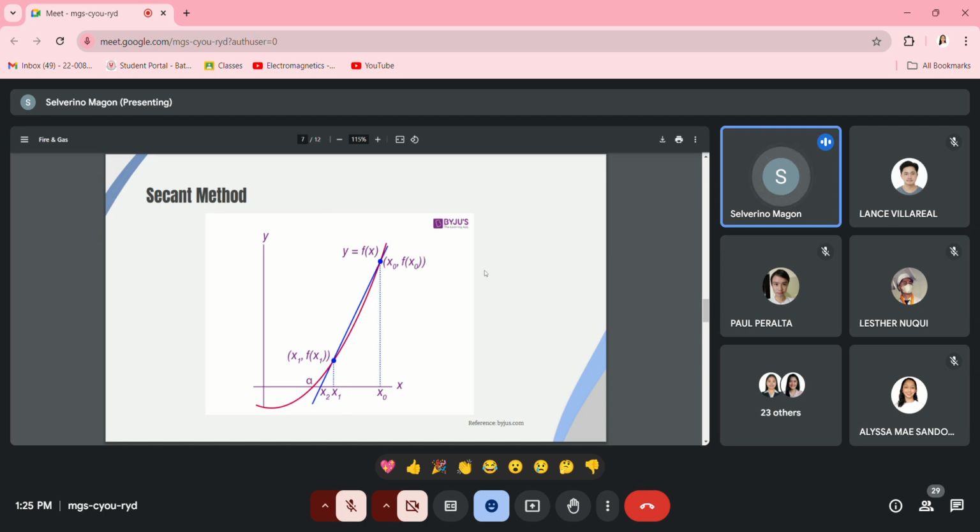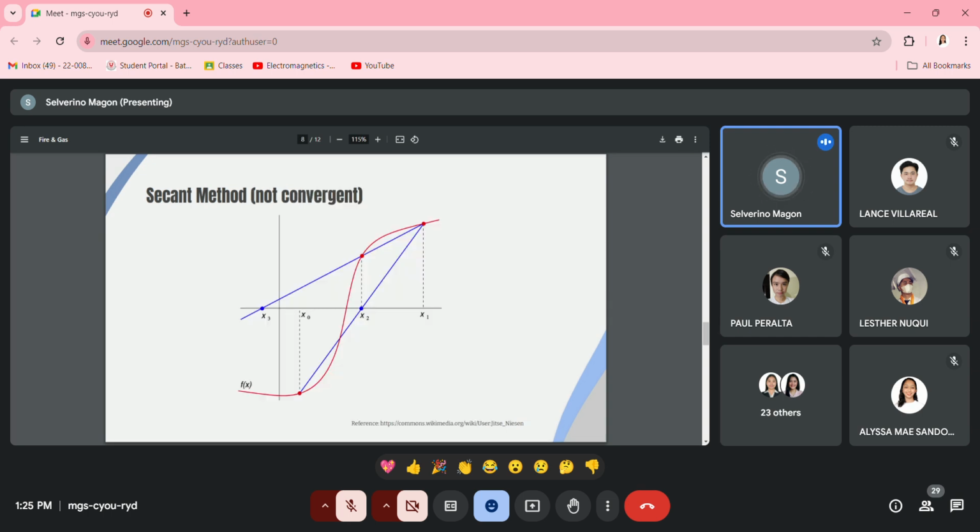Okay, so in any open methods, the convergence rate for this technique is relatively faster, no? However, as a drawback, it's not always the case that we may be able to find the solution.